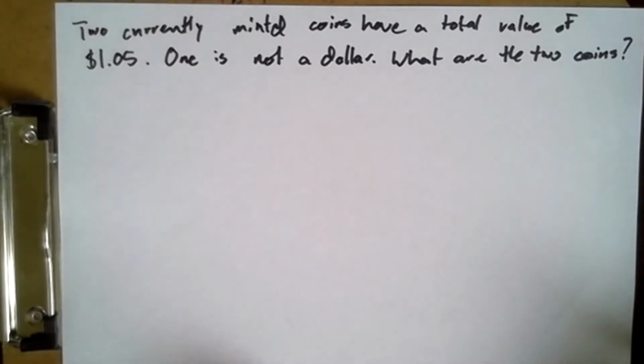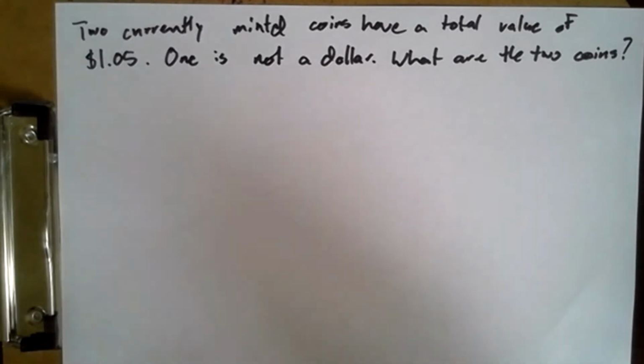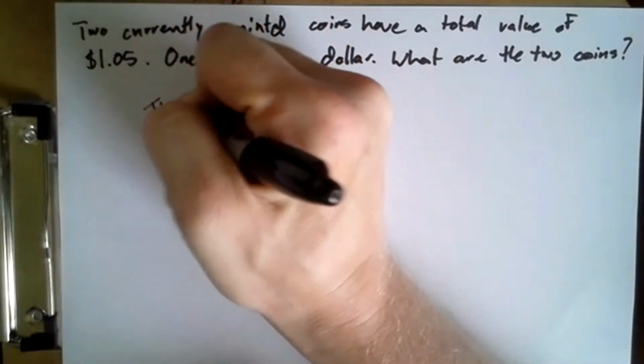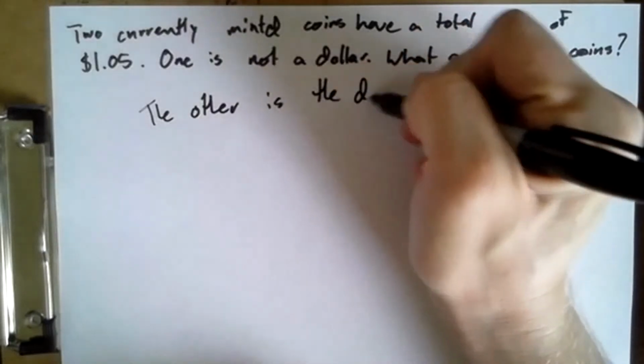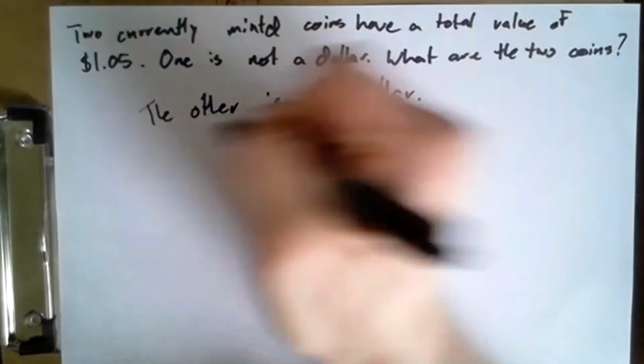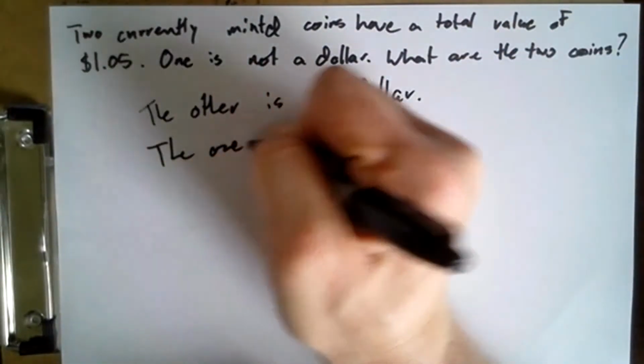Here's the same problem. I've just written it out. And the fact of the matter is, this is a really easy problem because it's a trick of language. One is not a dollar. It doesn't say neither is a dollar. It says one is not a dollar. And since one is not a dollar, the other is the dollar. And the one is the nickel.